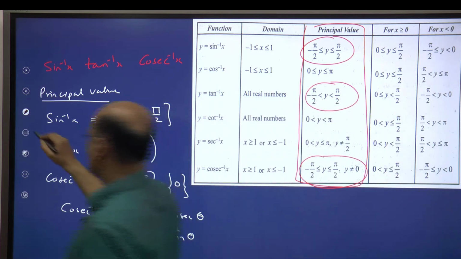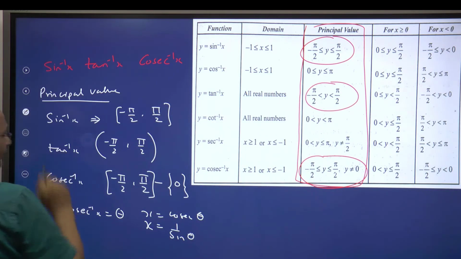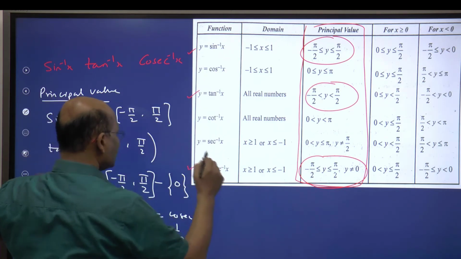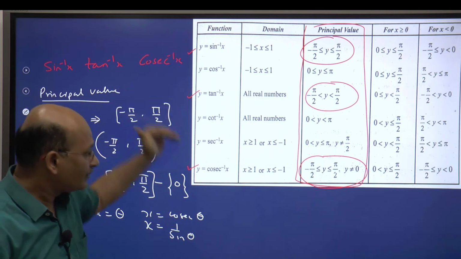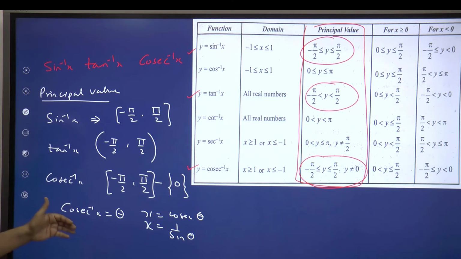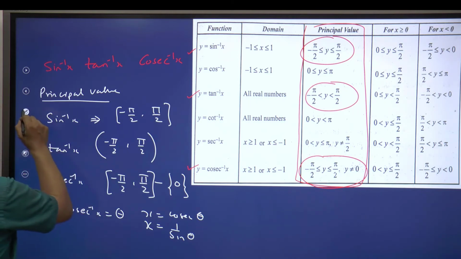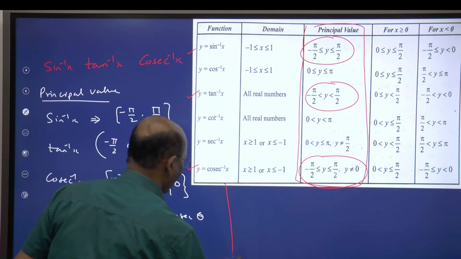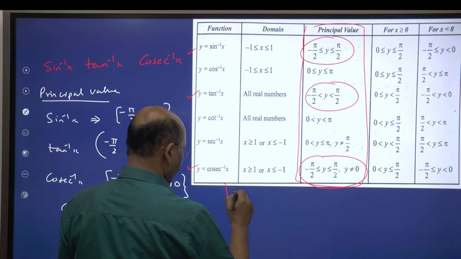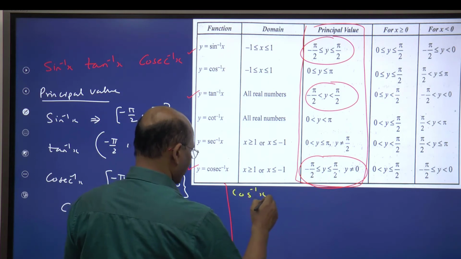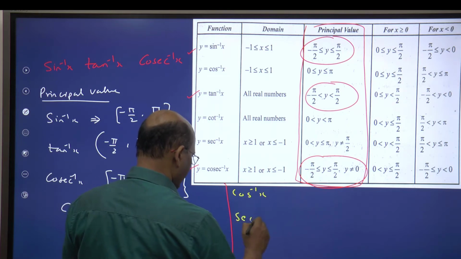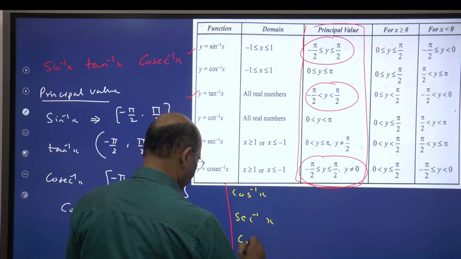So just now we had done the principal value of sine inverse, tan inverse and cosec inverse. Now after understanding the principal value of this, the next thing which I want to share with you is the principal value of the other three ratios. Now what are the other three ratios, I will write here. If you see what is left out now: cos inverse x, sec inverse x, which is the reverse of cos, and cot inverse x.